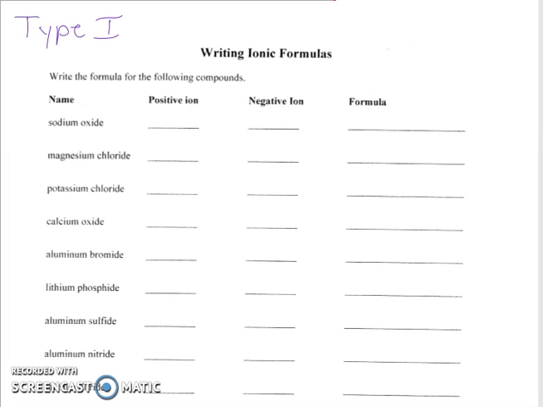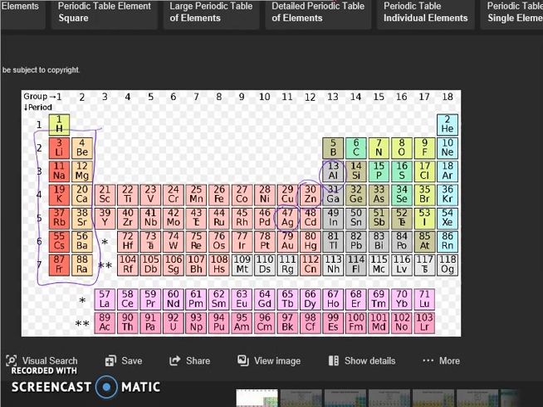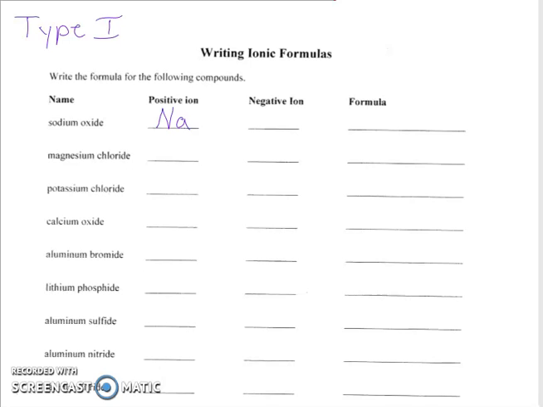Sodium, for example, is the symbol Na, and I know by looking at this periodic table that this group right here loses 1 electron, and sodium is in that group, so I know sodium is going to lose 1 electron.